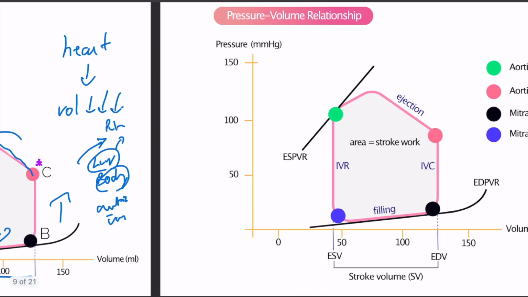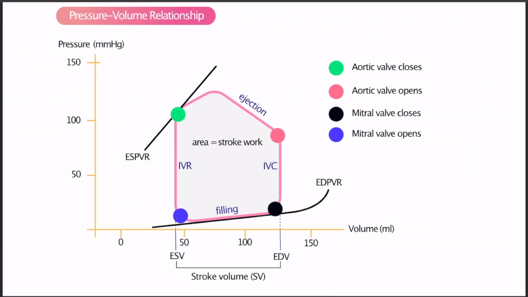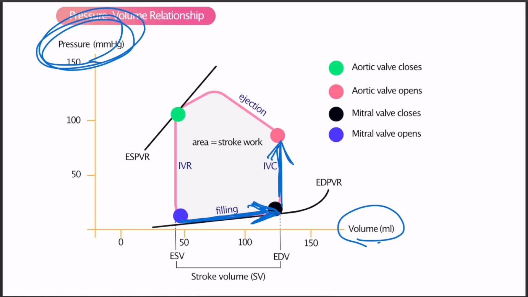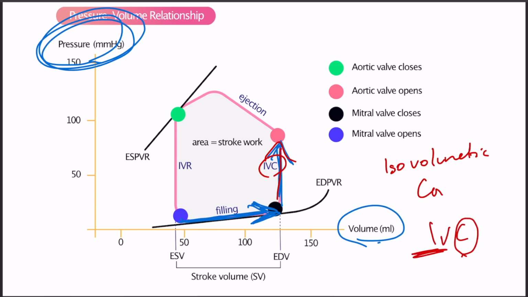So let's see fully. This is volume, the x-axis is volume. If the graph is moving this way, it means volume is increasing. If the graph is moving this way, it means pressure is increasing. See here, pressure is there. So what does IVC mean? Isovolumetric contraction. That is, pressure is increasing because of contraction, but volume is staying constant. That is why volume is constant at this level around 125. Volume is constant, but pressure is increasing from 20s to almost 80 something. This is isovolumic contraction.